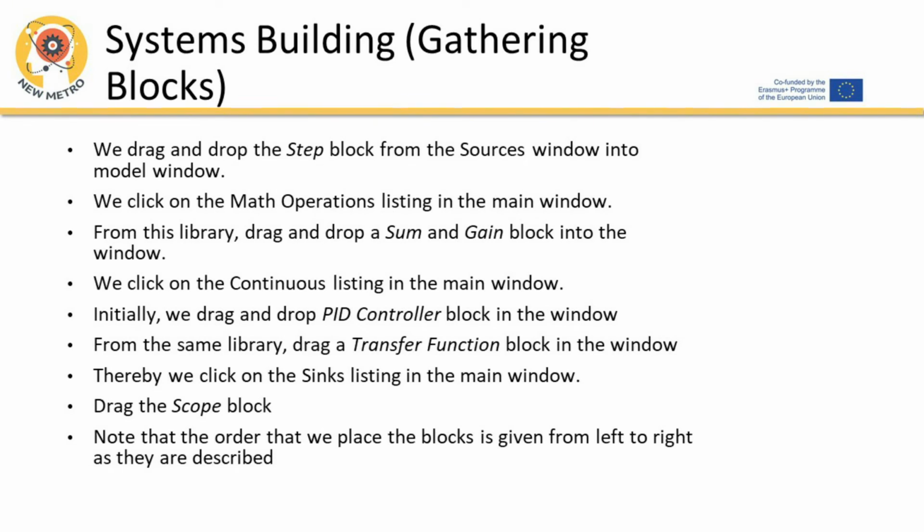We drag and drop the step block from the Sources window into the Model window. We click on the Math Operations listing in the main window. From this library, drag and drop a sum and gain block into the window. We click on the Continuous listing in the main window. Initially, we drag and drop a controller block in the window, and from the same library, drag a transfer function block in the window. Then we click on the Sinks listing in the main window. Drag the scope block. Note that the order that we place the blocks is given from left to right as they are described.